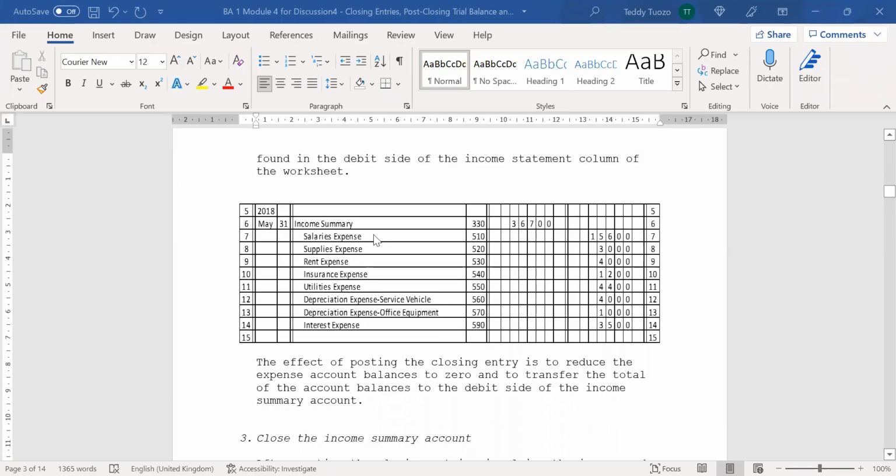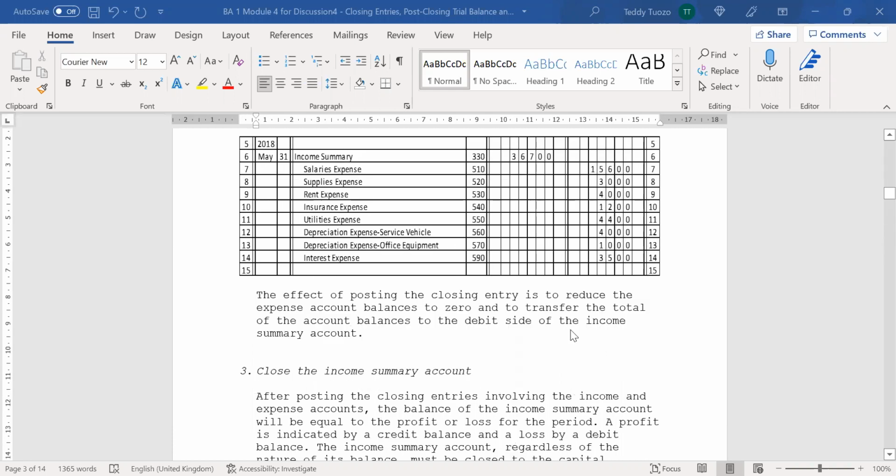Okay, so we debit the income summary account, and the income summary amount is the total of all expense accounts, no? If you add up the amounts credited to the expense accounts, it would total 36,700 to be debited for income summary. The effect of posting the closing entry is to reduce the expense account balances to zero and to transfer the balances to the debit side of the income summary account.